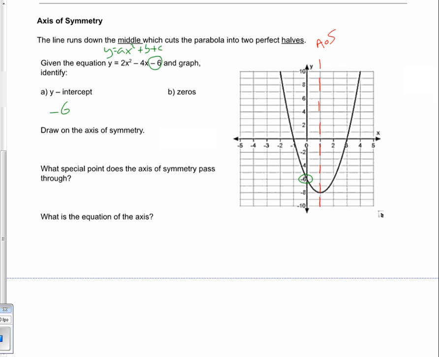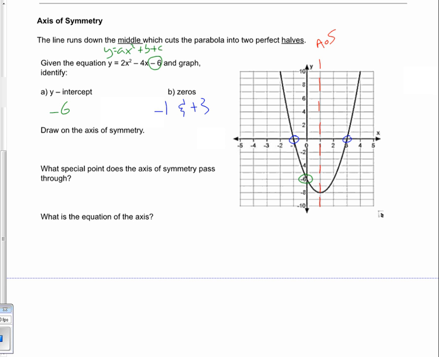Based on the graph alone, we can also determine what the zeros are for this particular graph. Here we see that the parabola crosses the x-axis at both -1 and at +3. So there are two zeros for this particular graph. Okay, and we've drawn in the axis of symmetry already, the AoS.